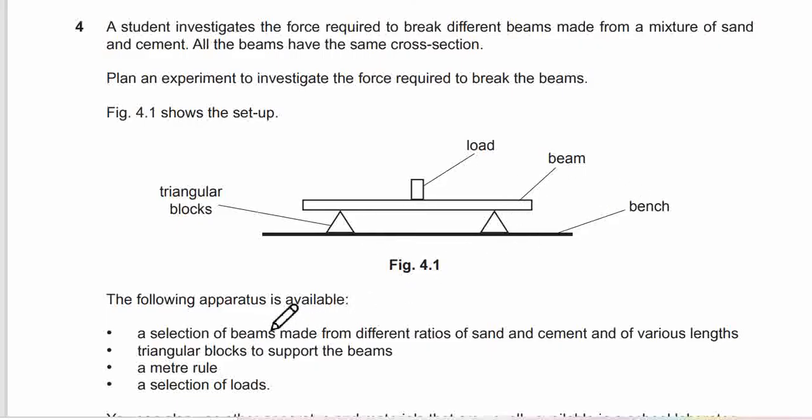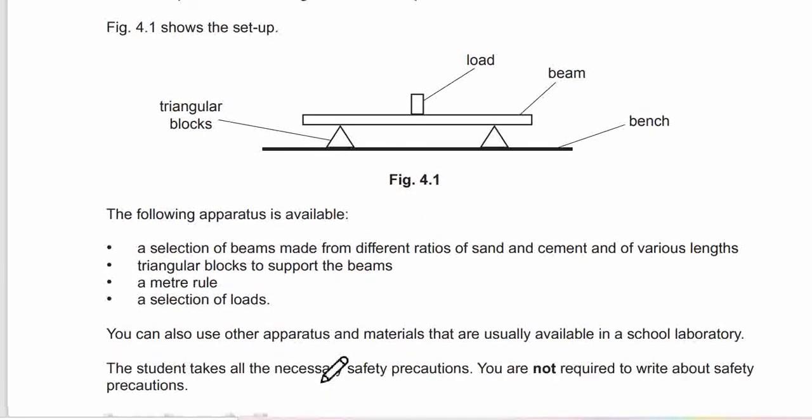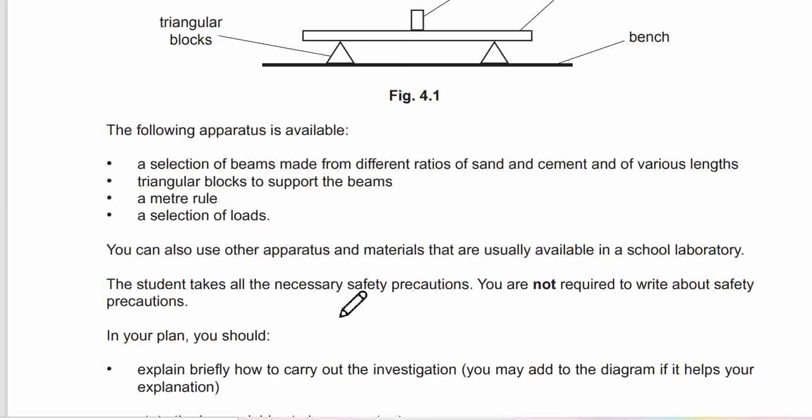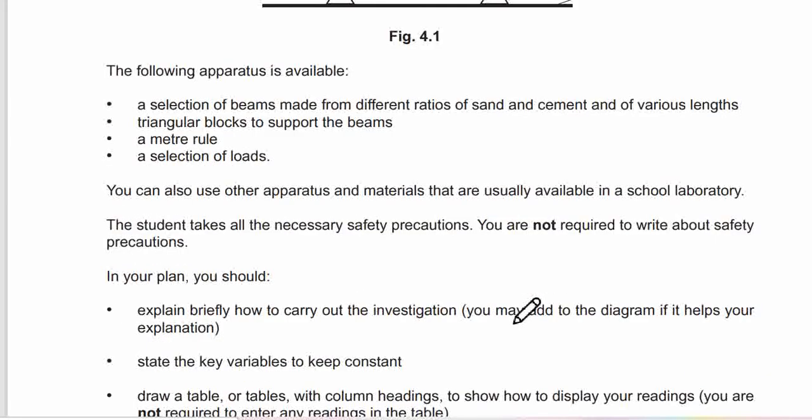The following apparatus is available. A selection of beams made from different ratios of sand and cement and of various lengths. Triangular blocks to support the beams, a meter rule, and a selection of loads. You can also use other apparatus or materials that are usually available in the school laboratory. The student takes all the necessary safety precautions. You are not required to write about safety precautions.